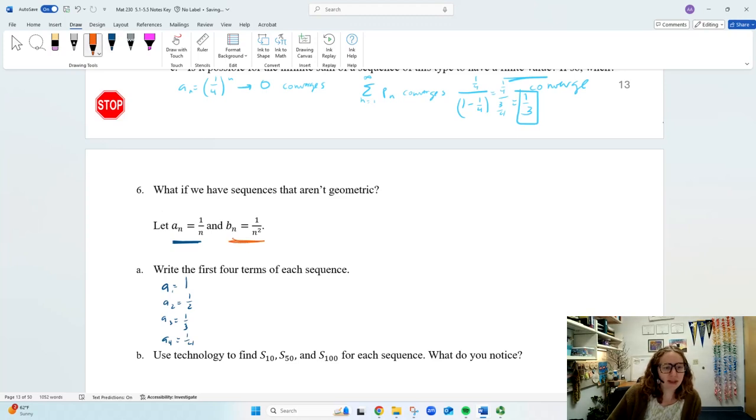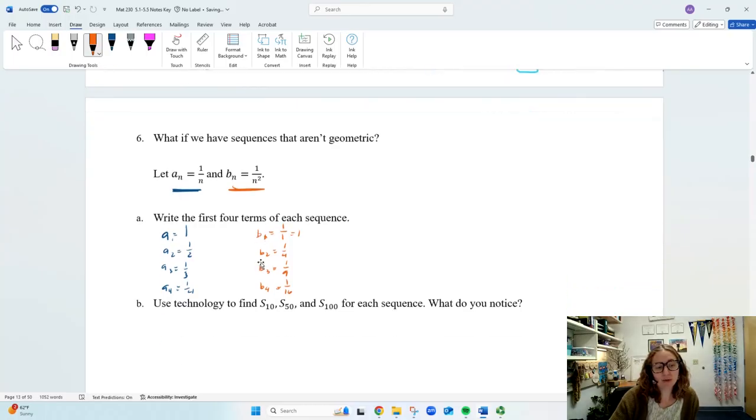Now I'm going to do the same thing with my sequence b sub n. If I plug in 1, I'm going to have 1/1 squared, which is just the same thing as 1. I'm going to have 1/2 squared, and 2 squared is going to be 4, so 1/4. Then 1/3 squared, so 1/9, and 1/4 squared, which is 1/16.